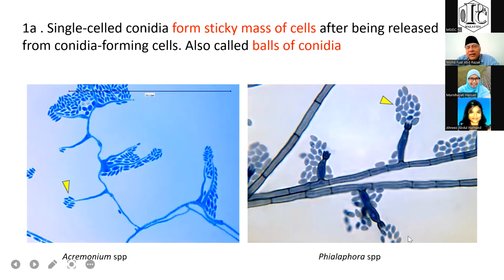Because some fungus, like Phialophora, is characterized by formation of balls of conidia at the tips of the phialides. Here this is Acremonium. This is the phialide, and you can see balls of conidia. Of course, they can fall down because it's just a sticky mass. They just aggregate there, and nothing actually holds them, so they can fall down the phialides. But at the beginning they form balls of conidia.